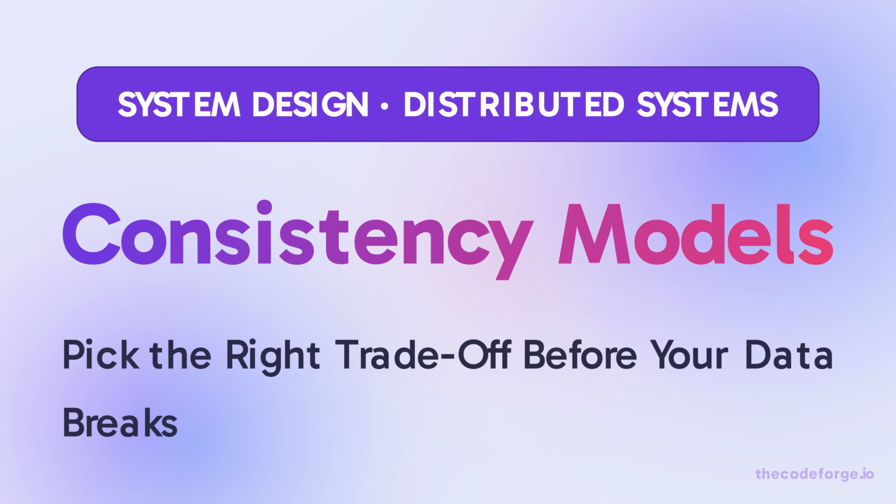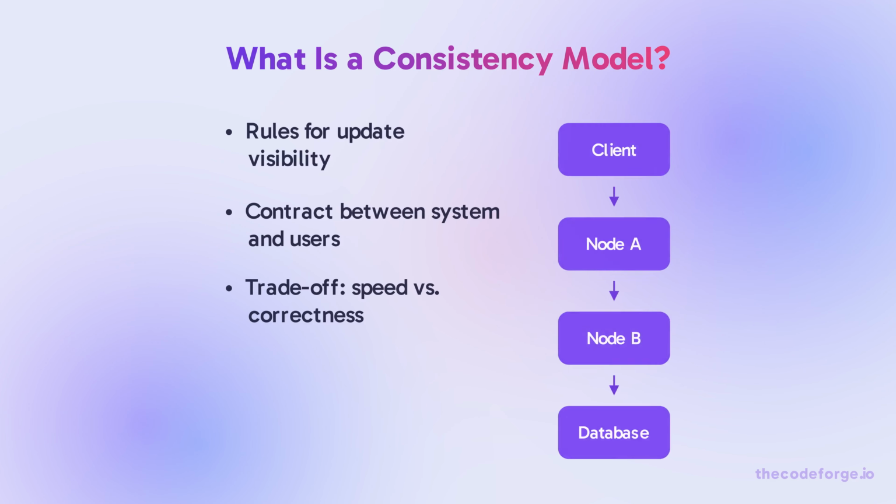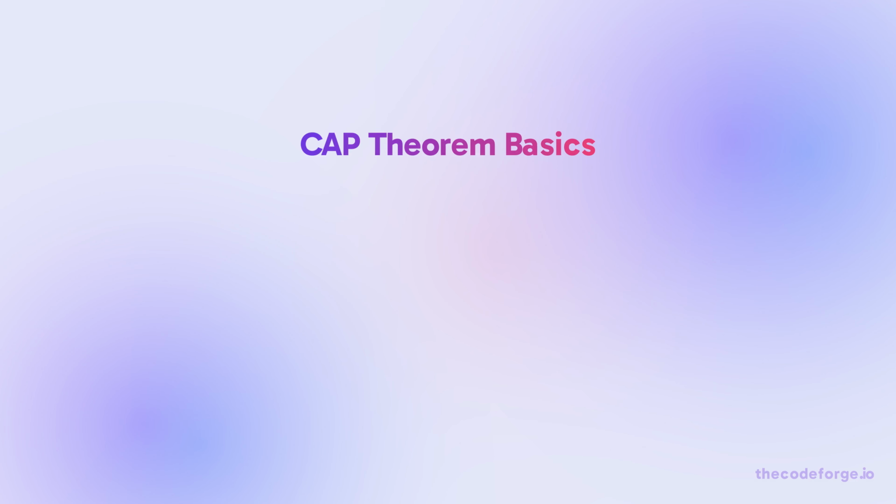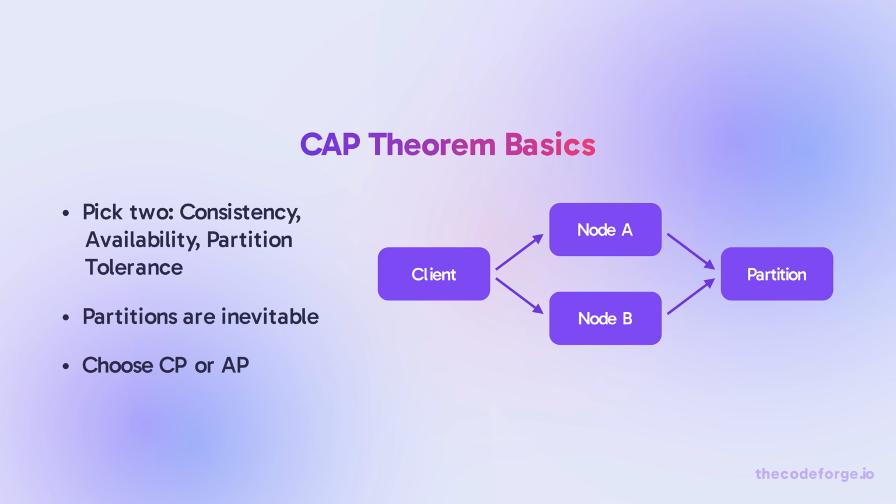Before we dig into that production issue, let's cover consistency models. A consistency model defines how and when updates become visible to readers. It's the contract that determines whether you see the latest data or a stale copy. The trade-off is between speed and correctness. The CAP theorem says you can't have all three.